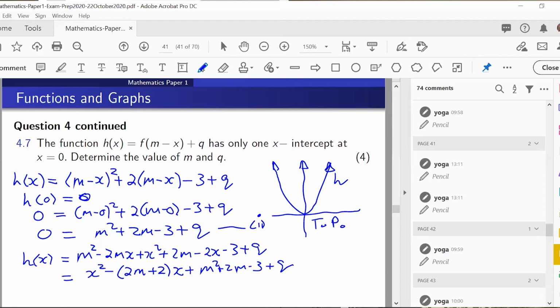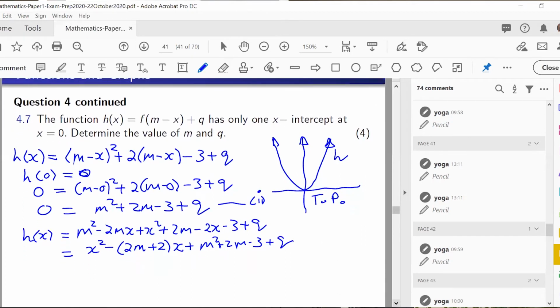Now, for this graph, we know that it has got a turning point at 0. But the x value at the turning point is given by minus b all over 2a.